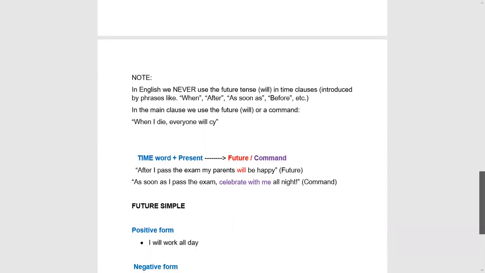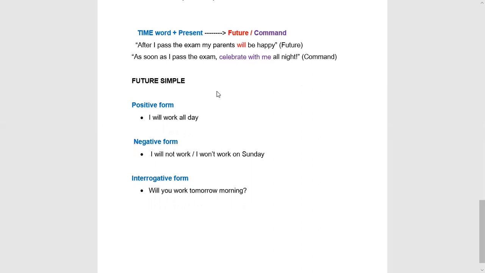And let's see another form in the future simple. There is a positive form. Example, I will work all day. Negative form, I will not work or I won't work on Sunday. And the interrogative form is, will you work tomorrow morning?